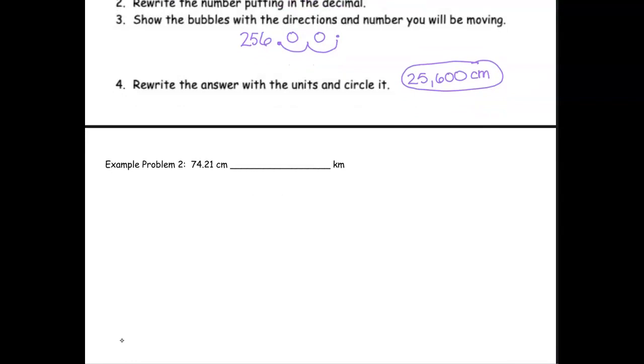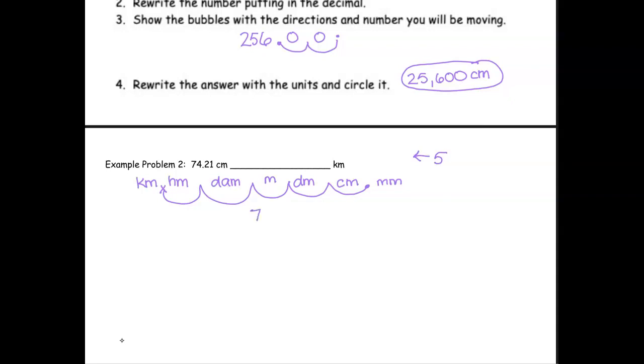We have 74.21 centimeters. How many kilometers would that be? So I'm going to start out by writing my scale. Meters, millimeters, kilometers. King Henry died. Base unit, drinking, chocolate, milk. So I'm starting at centimeters, and I want to go to kilometers. And I'm going to go 1, 2, 3, 4, 5 spaces to the left.